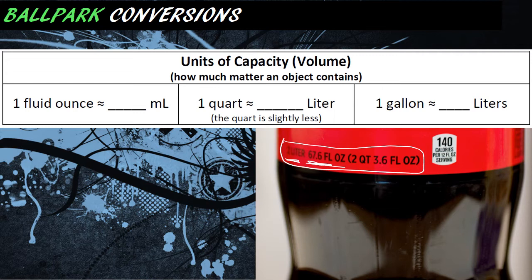And so we can say that 1 fluid ounce, that's about 30 milliliters. 1 quart is about 1 liter. We know the quart is a little less than a liter, but we're estimating here. And 1 gallon is pretty close to 4 liters.